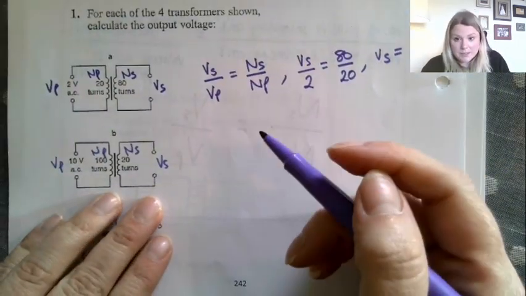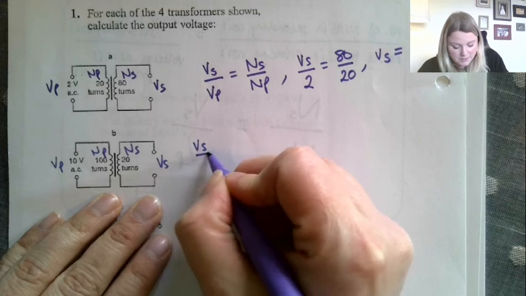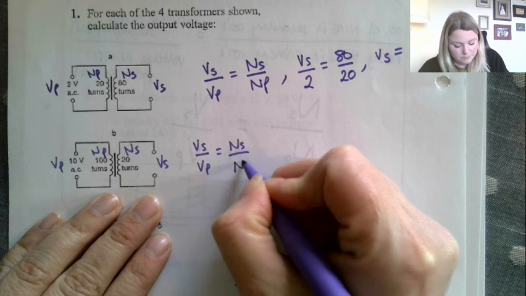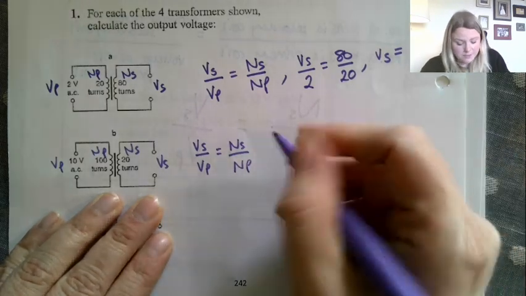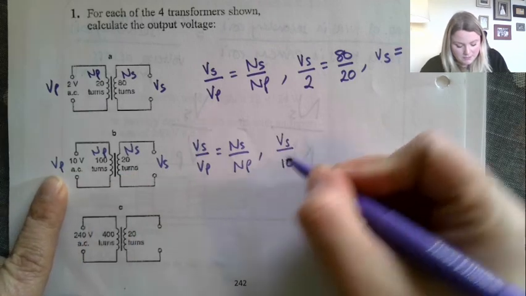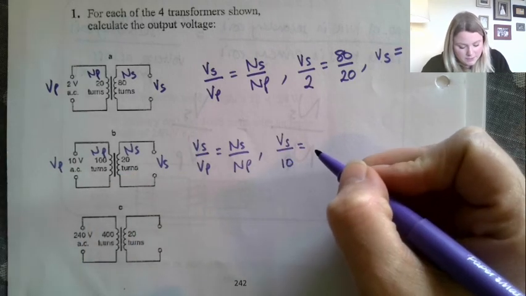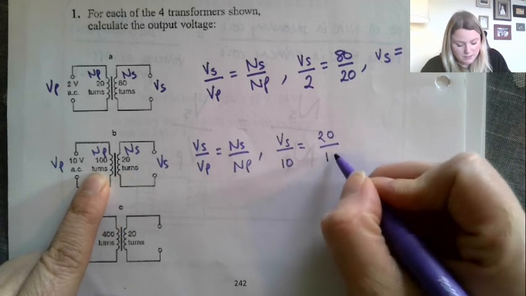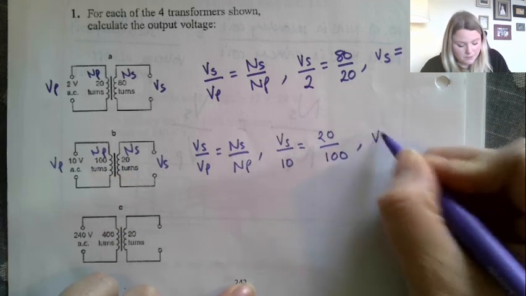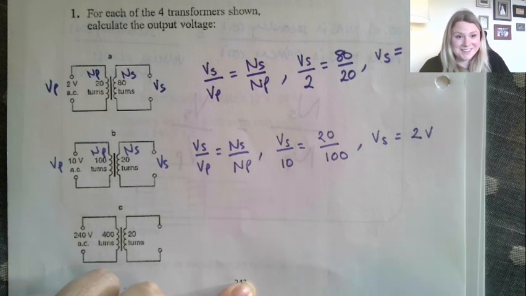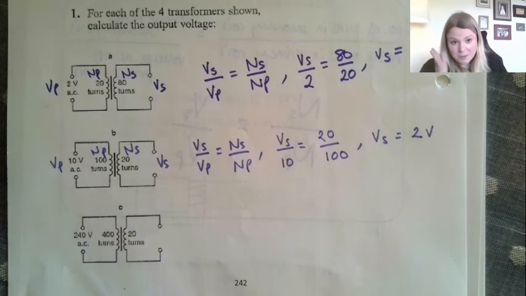So to get the secondary voltage, Vs over Vp equals Ns over Np. Next, just fill in my values. So Vp is 10, Ns is 20, and Np is 100. So that is going to give me 2 volts. It's really annoying me that I'm working across the page here, sorry.